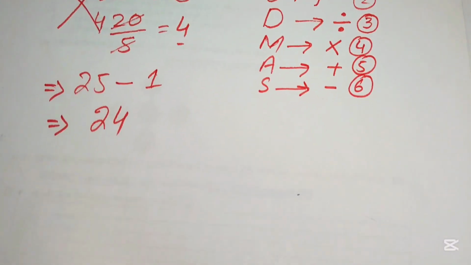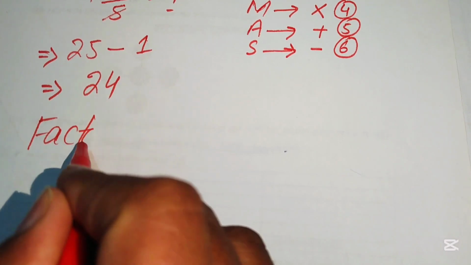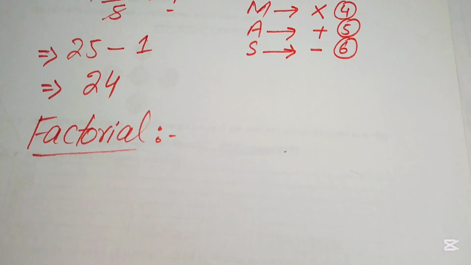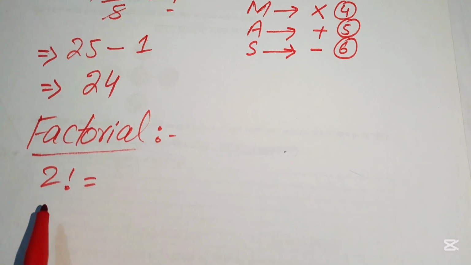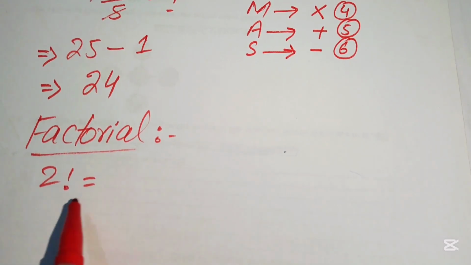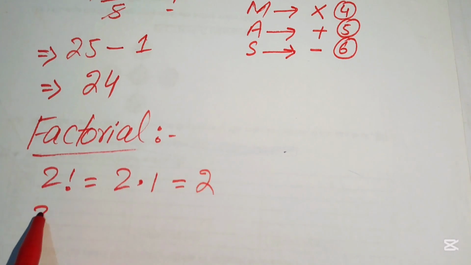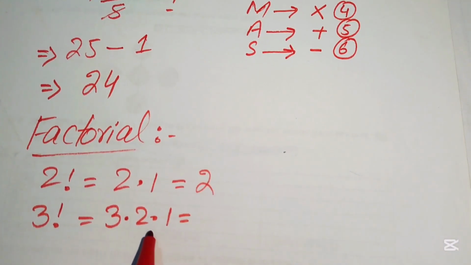So now I can explain a little bit about the factorial sign. If you see here we have 2 factorial. This 2 factorial means that you multiply 2 with all the numbers downward. We have 2, and the number downward from 2 is 1 only, so you multiply these two numbers and you get 2. Similarly, if you have 3 factorial, you multiply 3 and its downward numbers, so you have 3, 2 and 1, and you multiply these numbers: 3 twos are 6 and 6 ones are 6.